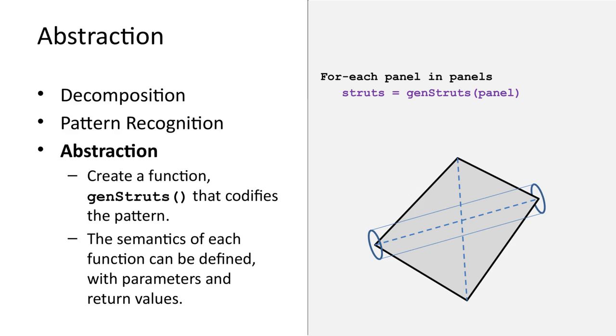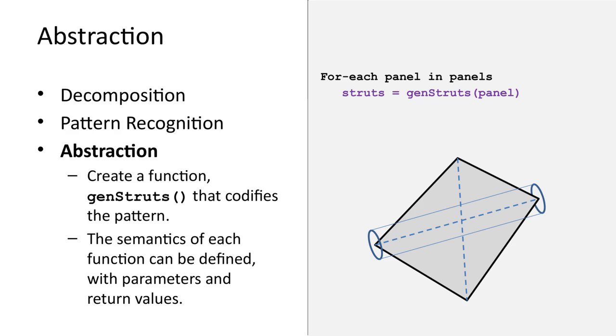We can then abstract the process of creating the diagonal struts into a function. We can create a user-defined function where the input parameter is one panel, and the return value is a pair of struts. Within the body of the function, we can ignore the neighboring panels and the neighboring struts.